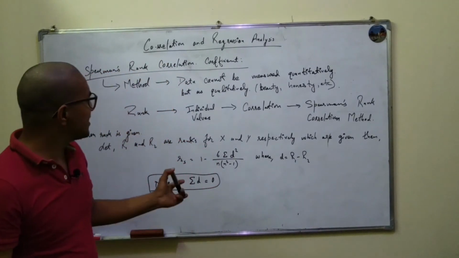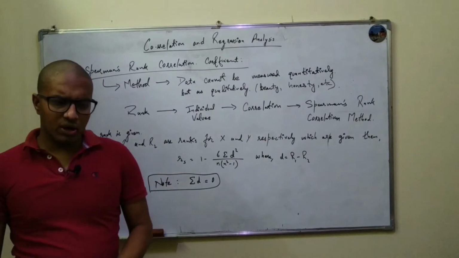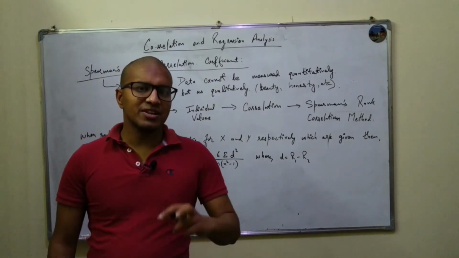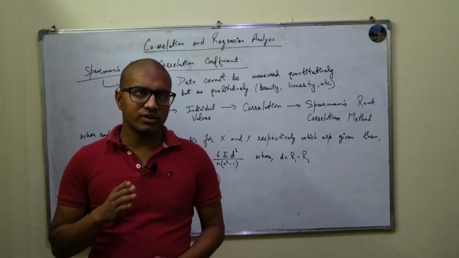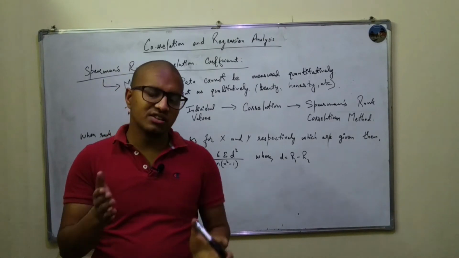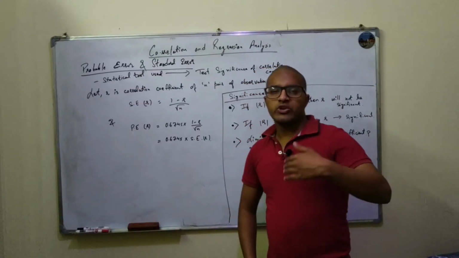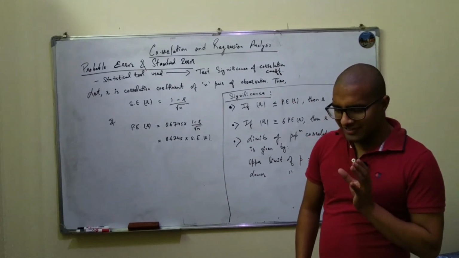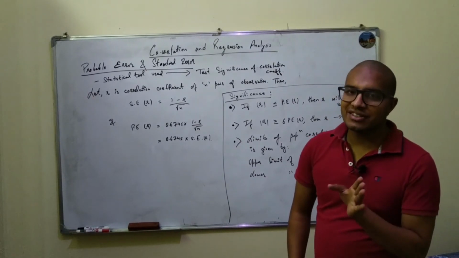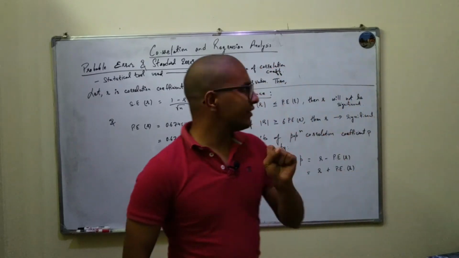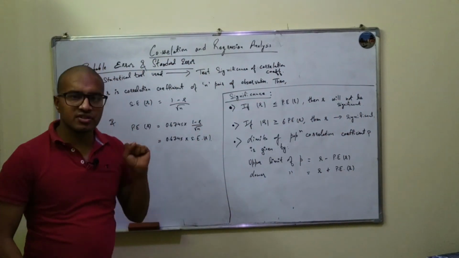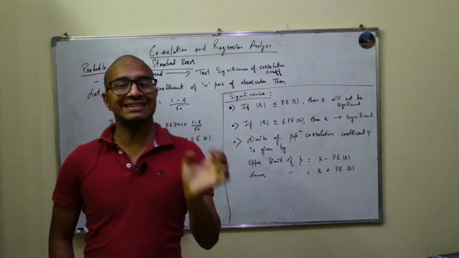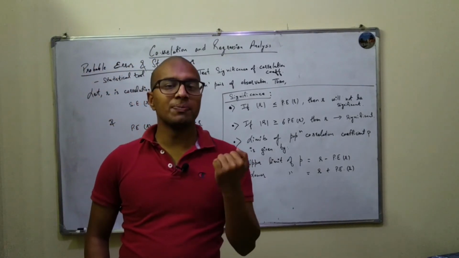Now let's look at standard error and probable error. That is also another important thing. After that, we will move on to partial correlation. What is standard error or probable error? It is a statistical tool which provides us the significance of the correlation coefficient. How significant is it? That is what we obtain from it.